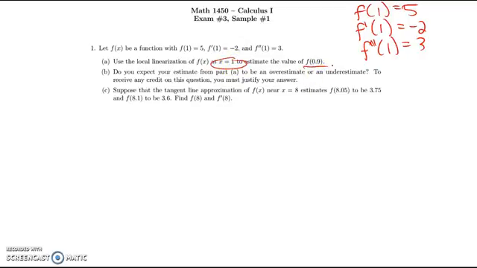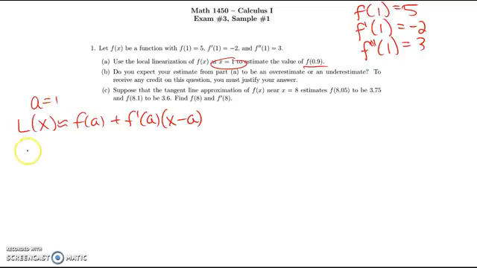So first, let's remember our local linearization. This is approximately equal to f of a plus f prime of a times x minus a. And we are doing it at x equals 1, really, that's a equals 1, okay? So our linearization is going to be f of 1, which is 5, plus f prime of 1, which is -2, times x minus 1.